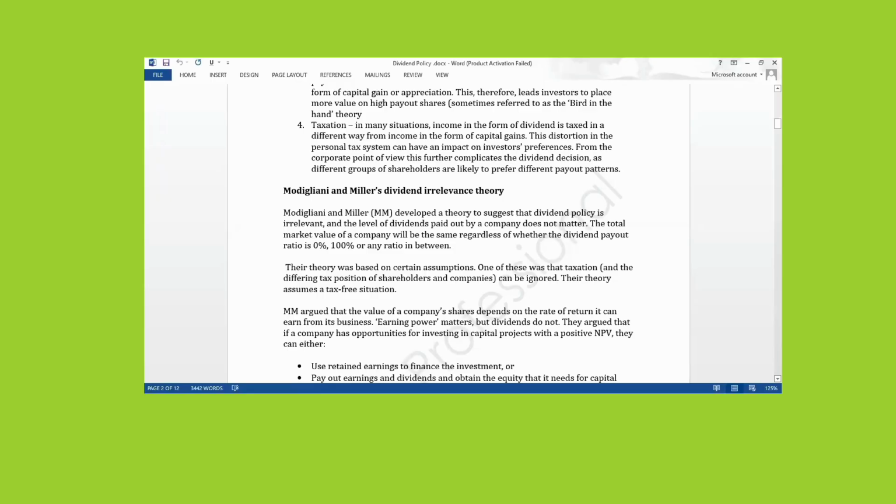To M&M, the amount paid as dividend, if you like, pay 100% of your profit as dividend. If you like, pay 50% of your profit as dividend. If you like, don't pay dividend at all. Value of the company remains unaffected, provided there is no taxation. Tax is assumed to be zero.